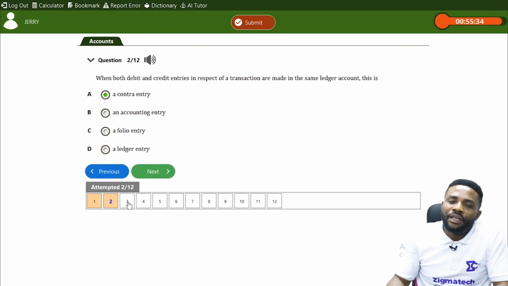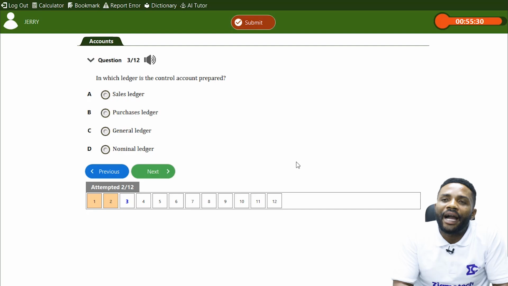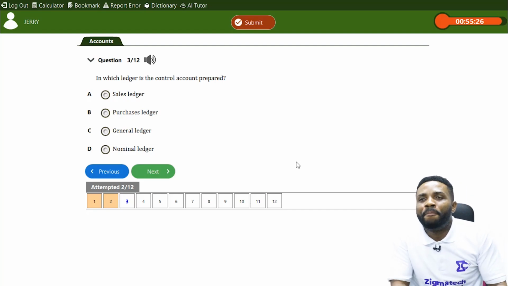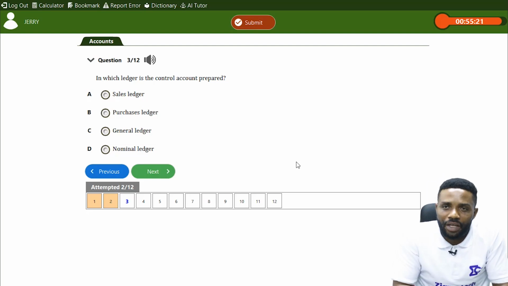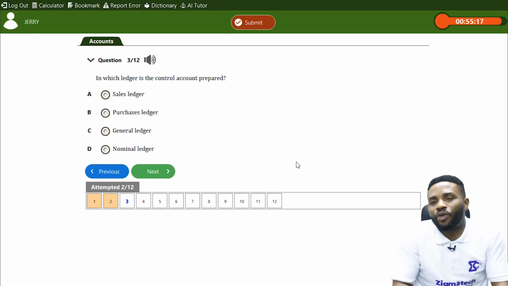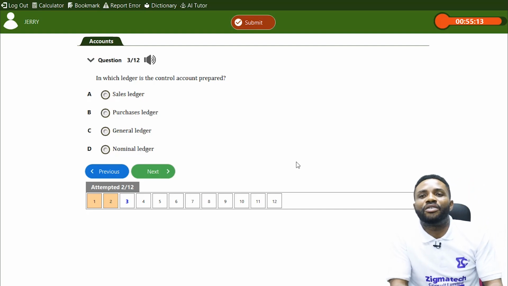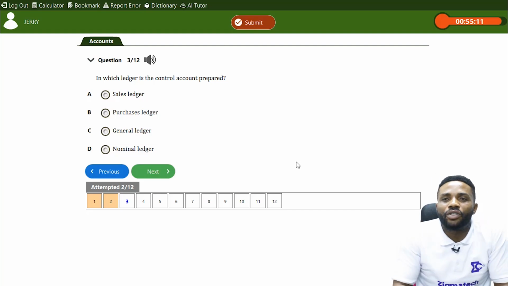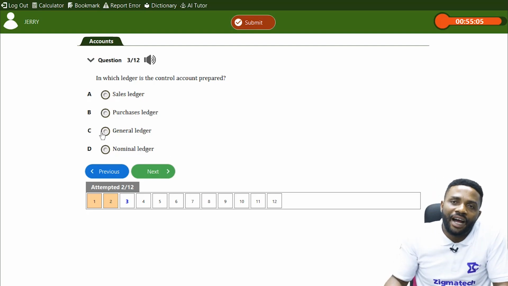Let's look at 2 more. Number 3, in which ledger is a control account prepared? Remember, this control account comprises of sales and purchase. So you cannot say it is sales. If you say it is sales, what about purchase? You cannot say it is purchase. If you say it's purchase, what about sales? It cannot be nominal ledger because nominal ledger takes care of income and expenses. So the answer here is C, general ledger.